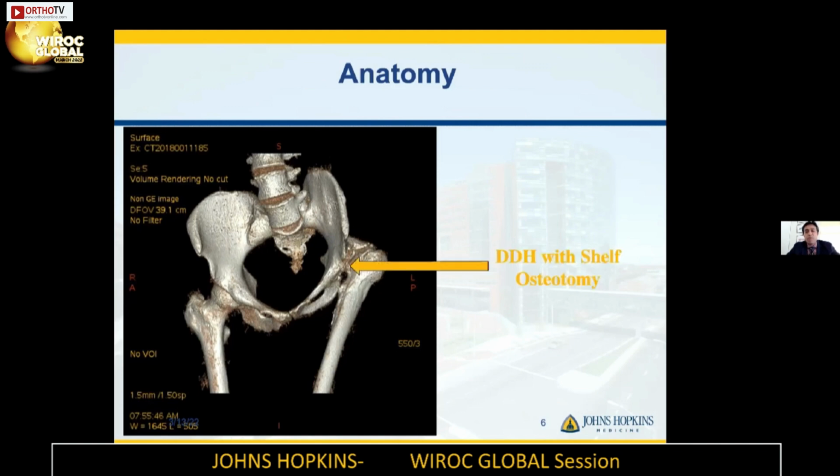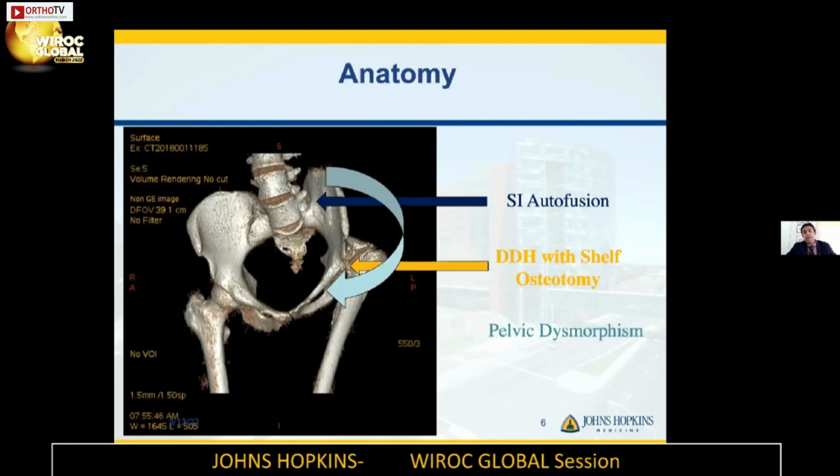First and foremost, the obvious, which is that there is dysplastic hip on that left side, along with a prior shelf osteotomy, which was performed to contain that hip into its joint. Secondly, what's unique is that there is sacroiliac autofusion in this patient. And that has further ramifications, especially as the pelvis is oriented more in a dysmorphic fashion, in an inlet view fashion on that left hemipelvis compared to a more standard anterior-posterior view on the right hemipelvis. So that is contributing a lot to her deformity.